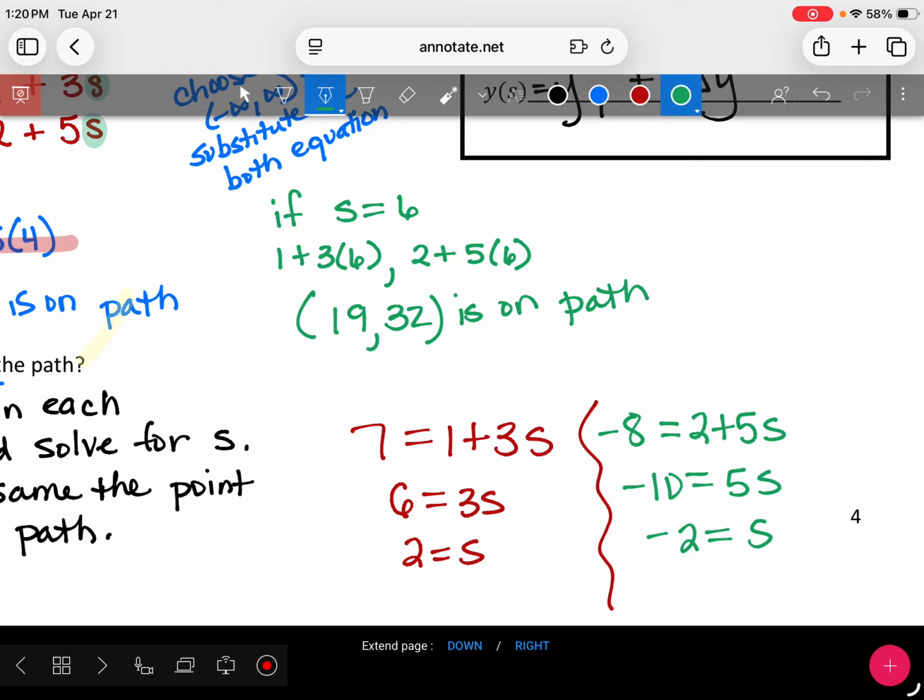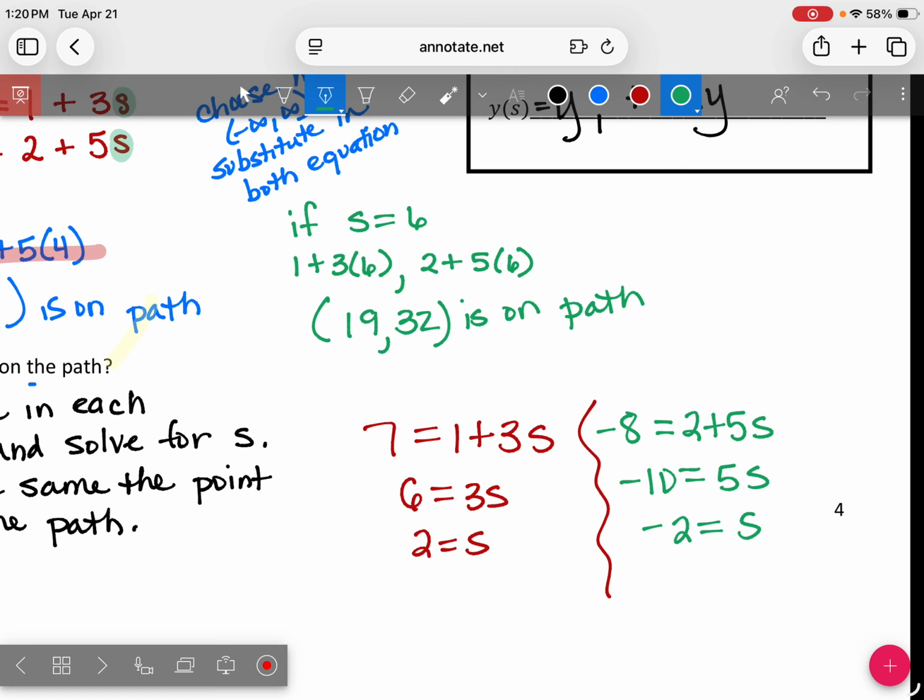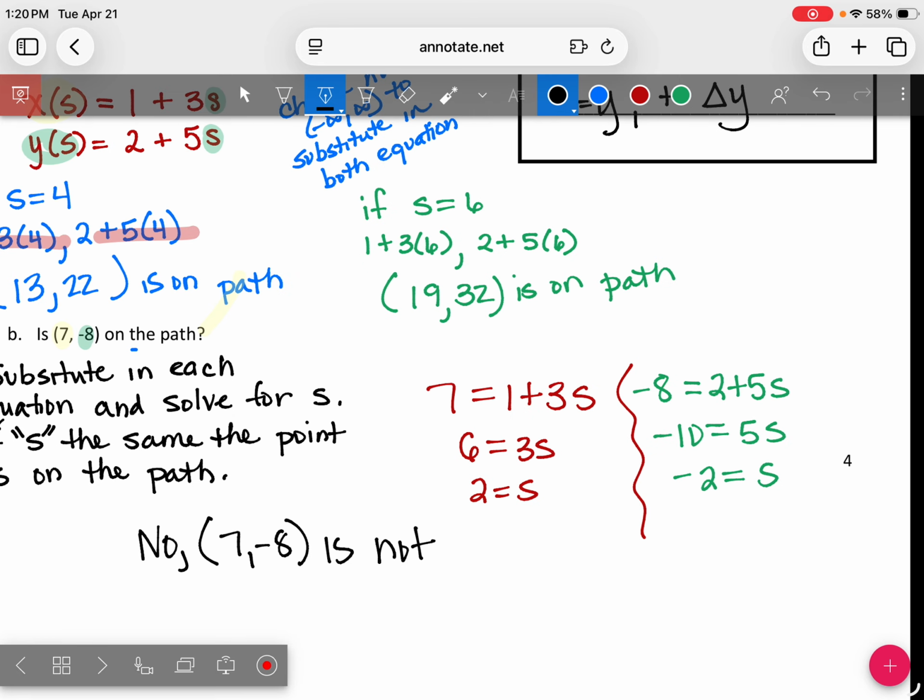All right, who got the same number? I got a 2 and a negative 2. Is that the same? No, I got two different numbers. 2 is not the same as negative 2. So the answer is no. The point 7, negative 8 is not on the path.